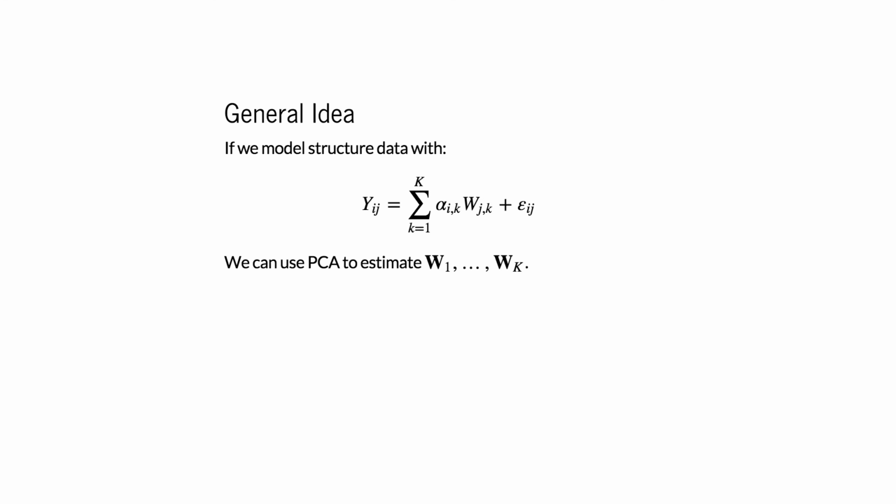Now, there's a more general way of doing this. We don't have to have just 2 W's. We can have many W's. And we can estimate them with PCA, or singular value decomposition. So this is what we're going to do when we have batches that we don't know what they are. We could, for example, model them with these factor models and try to estimate the W's.